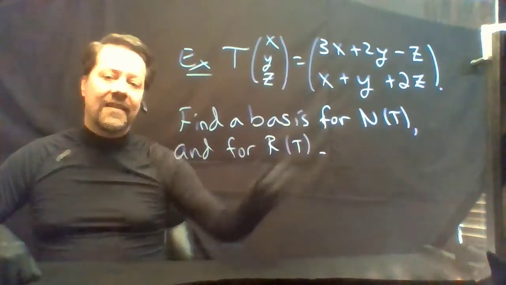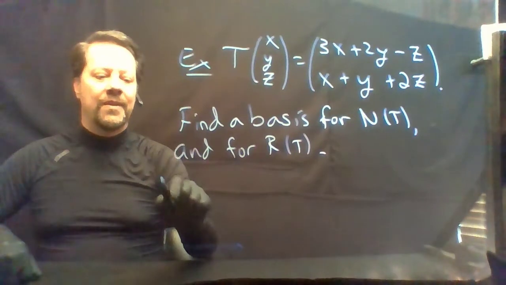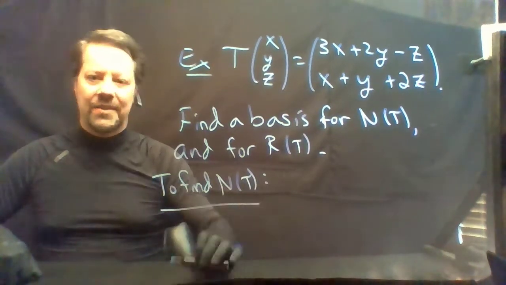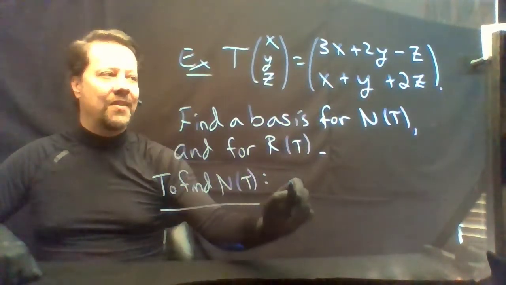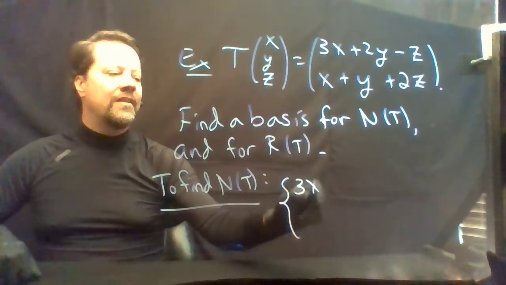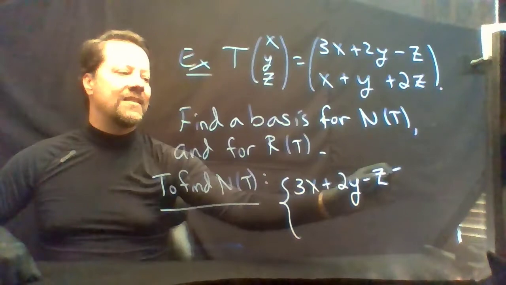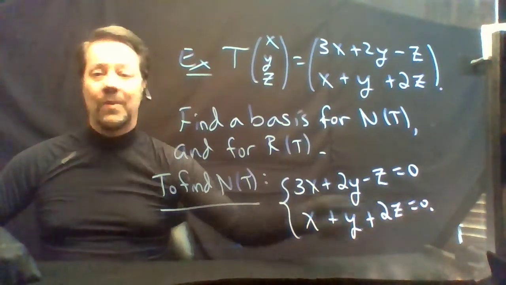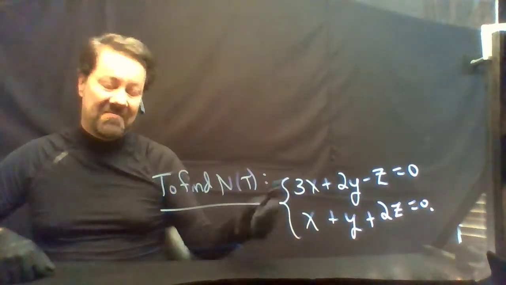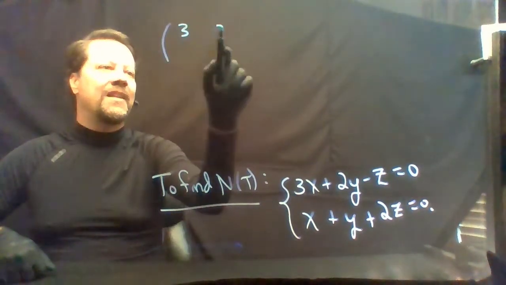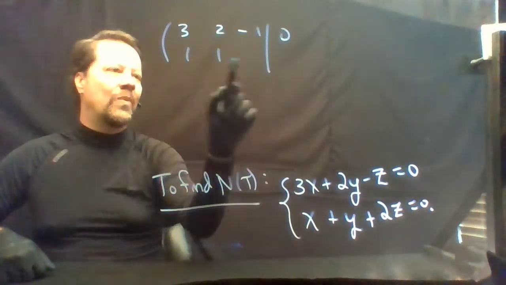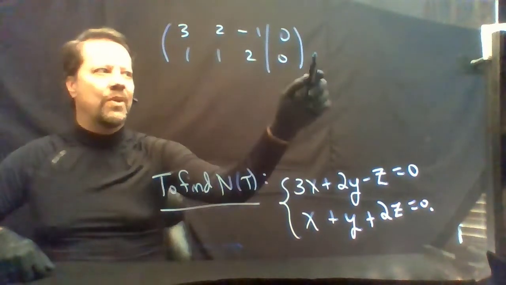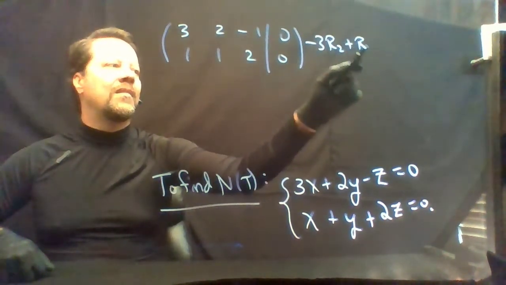The null space is everything that gets sent to 0. So first, to find the null space, we'll find everything that gets sent to 0. That means we have to solve the system of equations. 3x plus 2y minus z equals 0. x plus y plus 2z equals 0. We know how to do that. Let's set up an augmented array. 3, 2, negative 1, 0, 1, 1, 2, 0. Let's do negative 3 times row 2 plus row 1. Yields a new row 1.